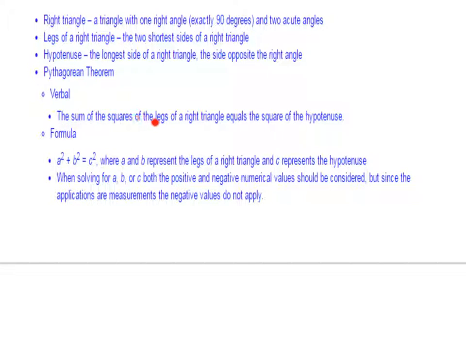And then, of course, the Pythagorean theorem itself, we can represent it verbally. The sum of the squares of the legs of a right triangle equals the square of the hypotenuse. Or we can use the formula a squared plus b squared is equal to c squared, where a and b represent the legs of the right triangle and c represents the hypotenuse. Always keep in mind that when solving for a, b, and c, both the positive and negative numerical values should be considered, but since the applications are measurements, the negative value does not apply.